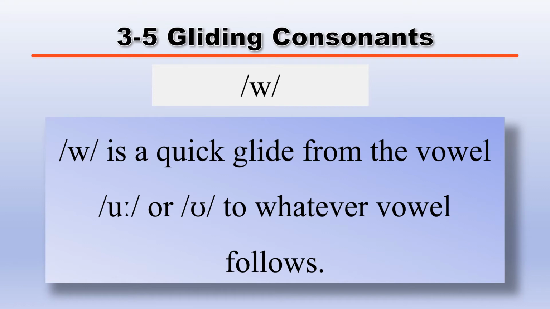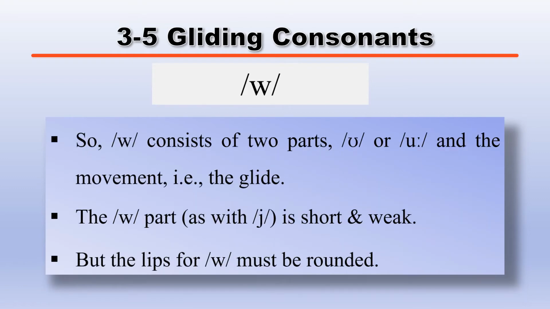Let's shift to w, which is a quick glide from the vowel u or u towards whatever vowel follows. Whatever vowel, this is very important. So w consists of two parts: the part of u or u, and the part of the movement, the glide. And this is what we just said about the parts: the short part, which is the w part, as with ye, is short and weak.